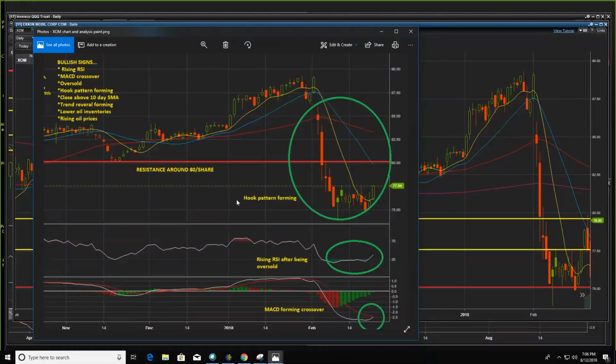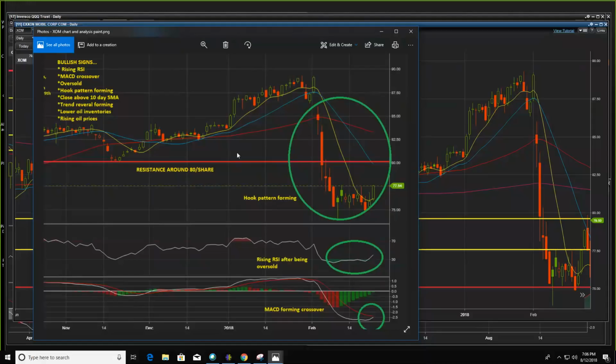And actually, if you look, I posted this in the day trading stock and options room as well. I said we have a MACD crossover forming here. We have a rising RSI after being oversold, and we also have a hook pattern. So right here you have 3 check marks. You have 3 huge confirmations that this stock is ready to rebound and ready to go higher. So at 75, it formed that baseline of the hook pattern, and here it was at 77.54.